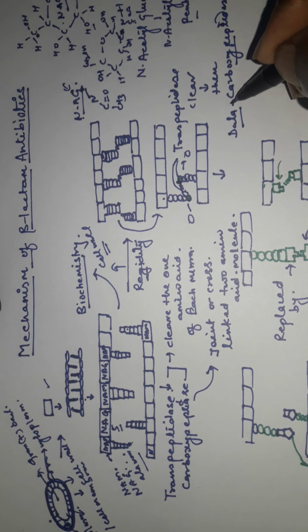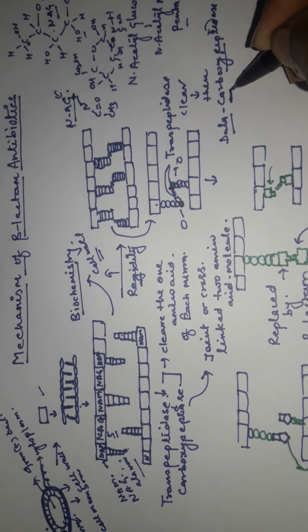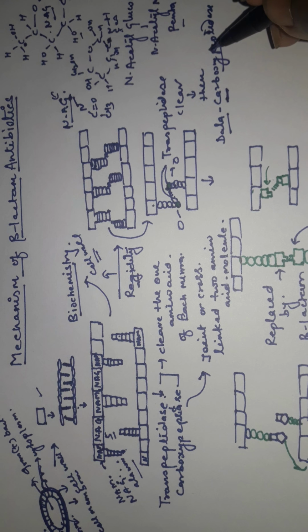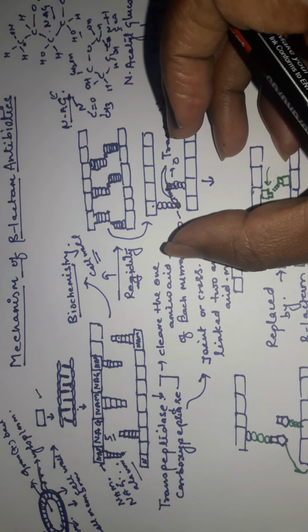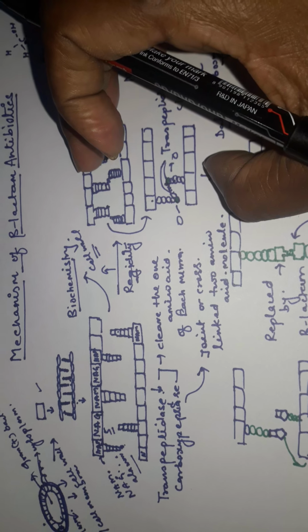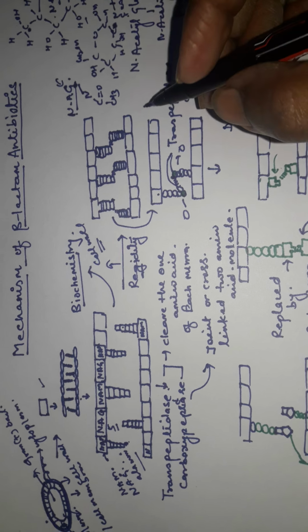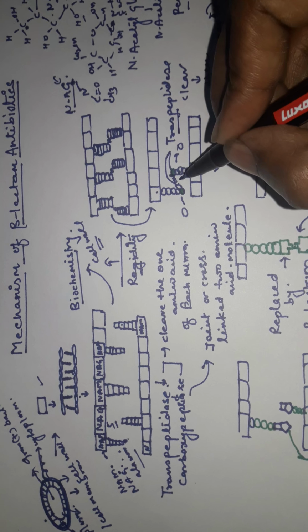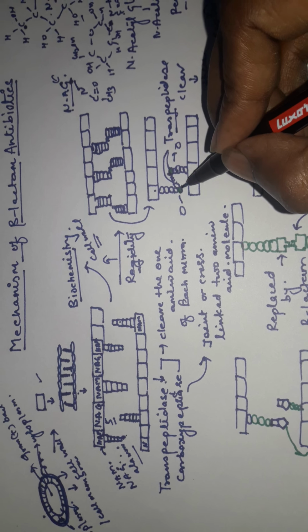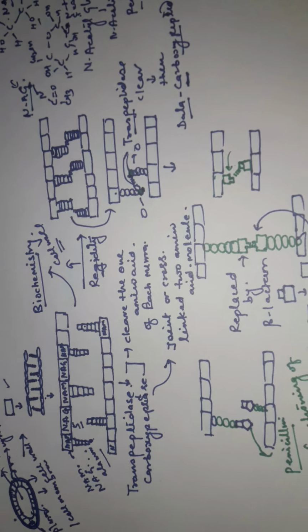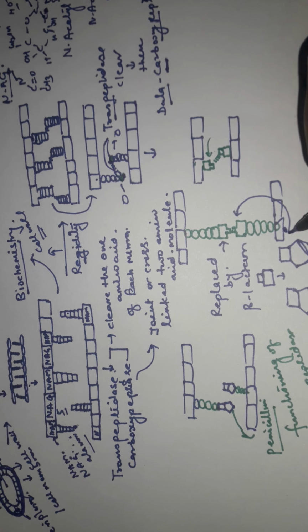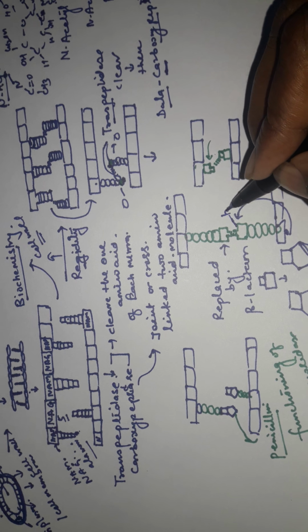Okay, and D-alanine carboxypeptidase joins two terminal amino acids of two NAG NAM units, which are anti to each other. So the function of transpeptidase is replacing the one terminal amino acid. If you see the structure of this one, this is the transpeptidase.